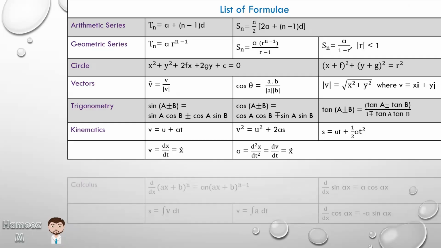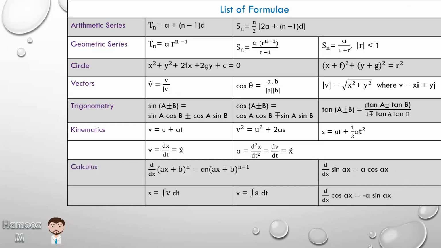And after kinematics, there is calculus, where the first formula shows how we can differentiate a linear equation to the power n, where we can differentiate multiple angles of sine theta, meaning d dx of sine ax, as well as differentiating cos. And of course, the relationship in terms of integration, where we can integrate the velocity with respect to t and find the distance s, and integrate the acceleration with respect to t and find the velocity.